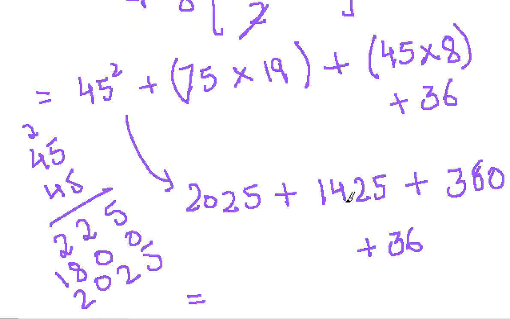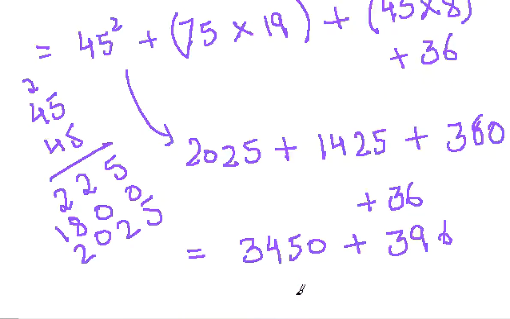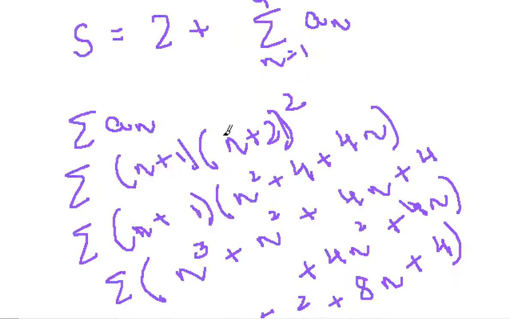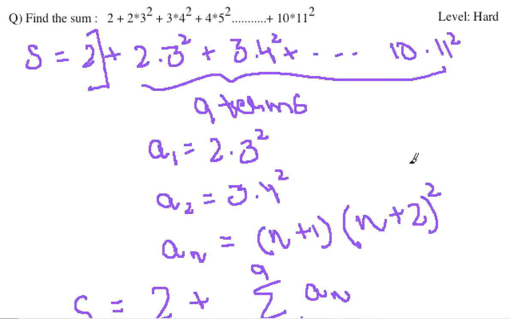So 2025 plus 1425 is 3450, plus 360 plus 36, 396, so this becomes 3846. So this is the sum of these 9 terms. So we have already found the sum of these terms to be 3846.